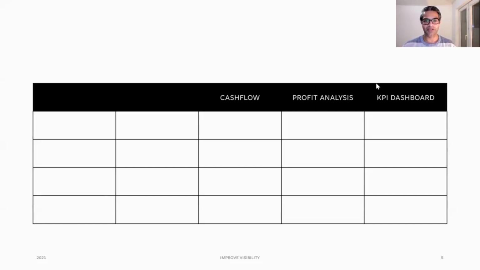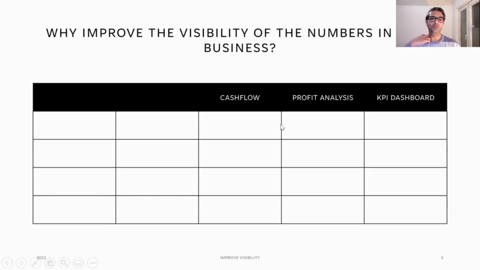So here we are. Before we go ahead, we need to understand the why. This is a really, really big thing. We need to understand why we want to improve the visibility of the numbers in our business, because without really understanding the why, we're not going to be driven forward when times get really tough in terms of fixing this area of our business.